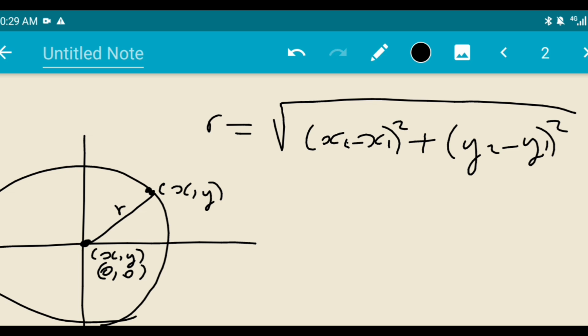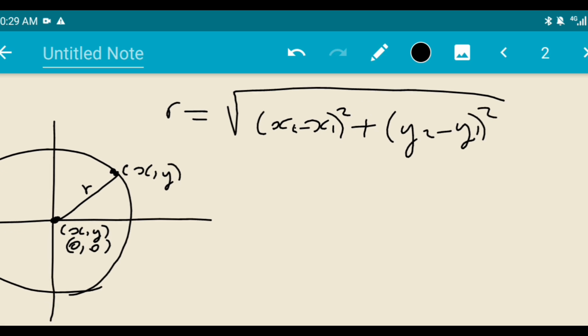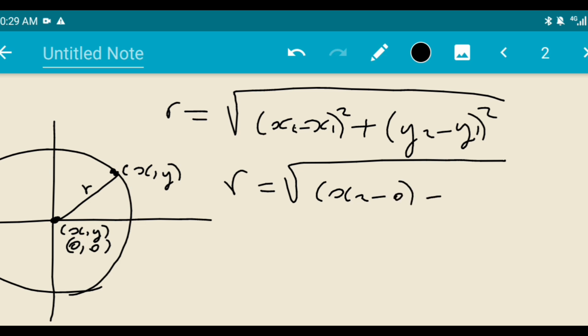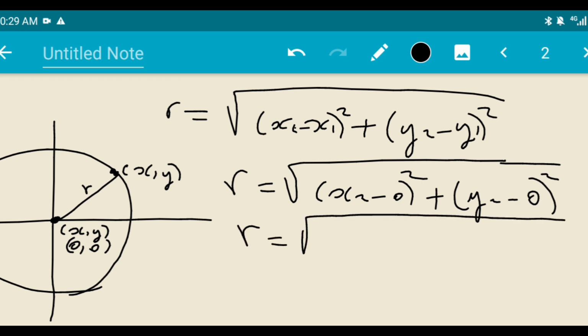Now let's substitute and simplify. So r is equal to the square root of, our x2 here is just x2, but our x1 is 0 since it's located at the origin, so it will be x2 minus 0, squared, plus y2 minus y1, which is also 0 because it's located at the origin, squared. Let's not forget the squares there. When we simplify further, it is going to be x2 squared plus y2 squared.